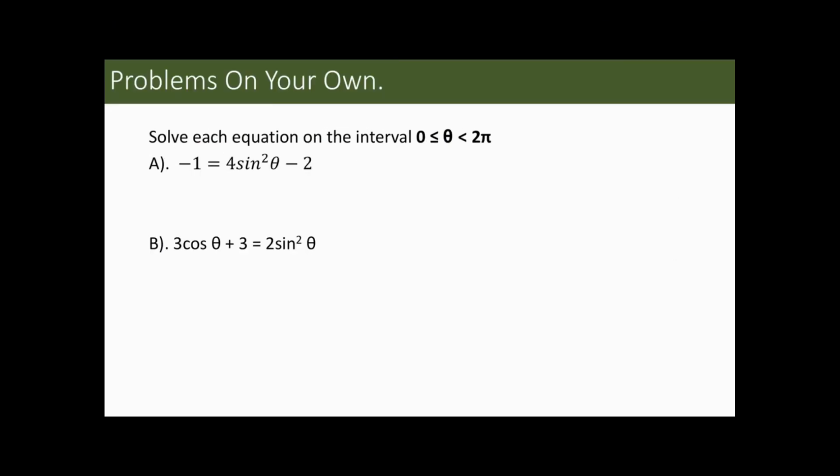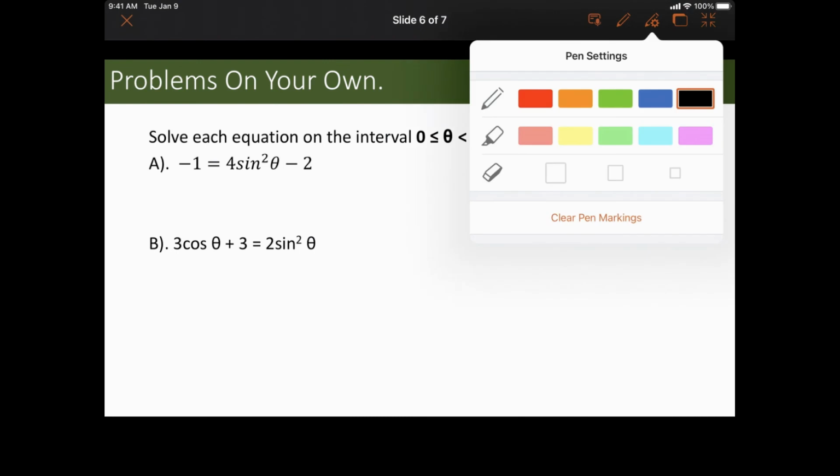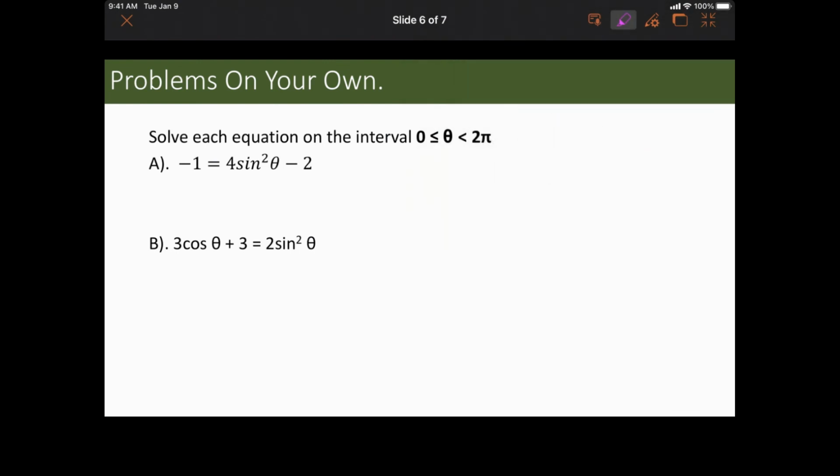All right, so here are problems on your own, practice on your own. So double check, just really look at the whole thing. And then notice if you have 2 different functions. So if you have 2 different functions in one equation, you should use an identity.